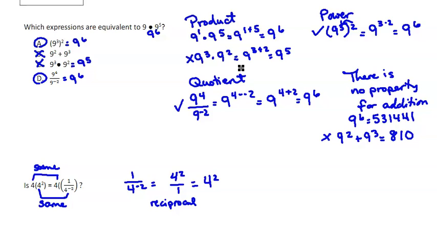The next one is the product property. 9 to the 3rd times 9 to the 2nd will give me 9 to the 5th, which is not equal to 9 to the 6th, so it is not equivalent.